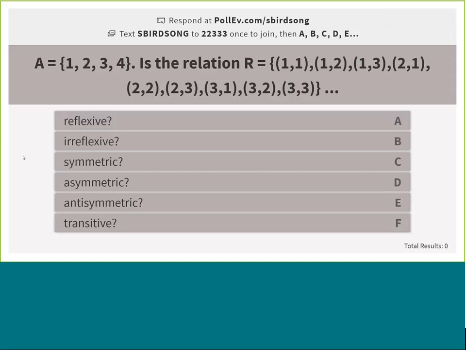So again, our building set is 1 through 4, and what we want to know for this relation is, the ordered pairs (1,1), (1,2), (1,3), (2,1), (2,2), (2,3), (3,1), (3,2), and (3,3). And instead of writing it out exactly the same as before, I went ahead and just said, is this guy reflexive or irreflexive, symmetric, asymmetric, antisymmetric, or transitive?